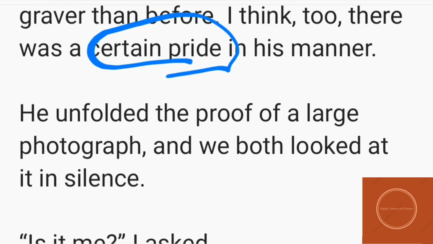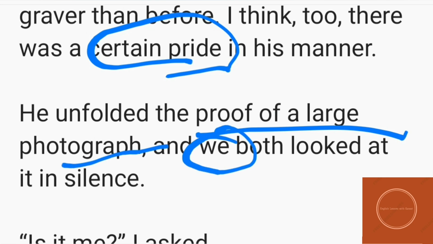"He unfolded the proof of a large photograph, and we both looked at it in silence." Now he just showed the customer a large photograph, a proof of a large photograph, and we. Now, who are we over here? The photographer and the man who has come to take the photograph. They both looked at it in silence.